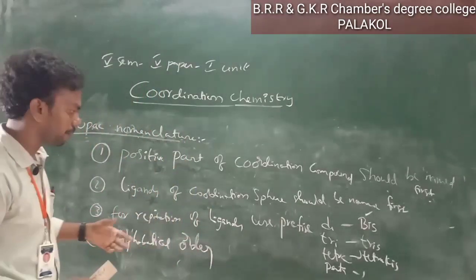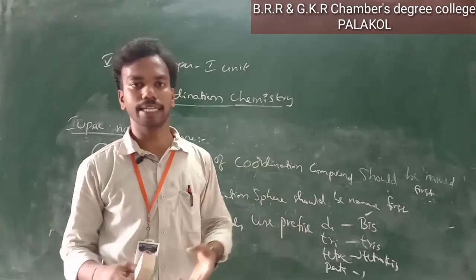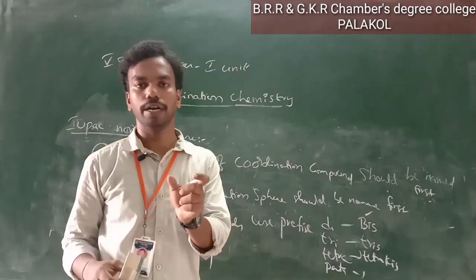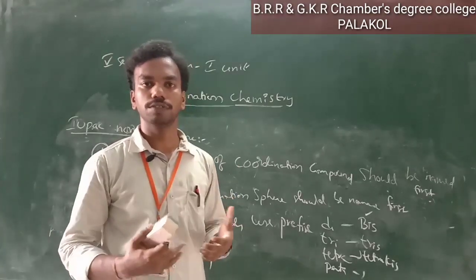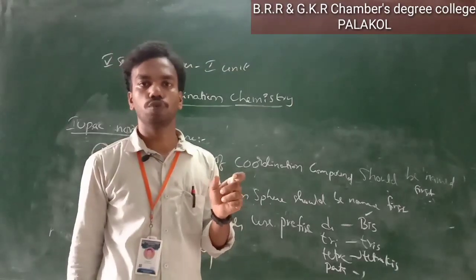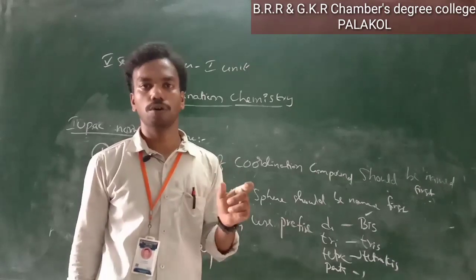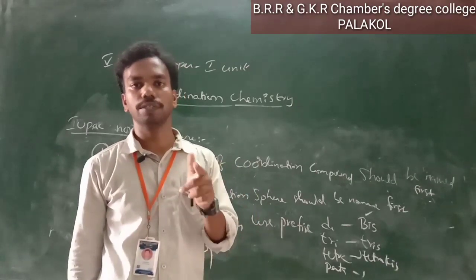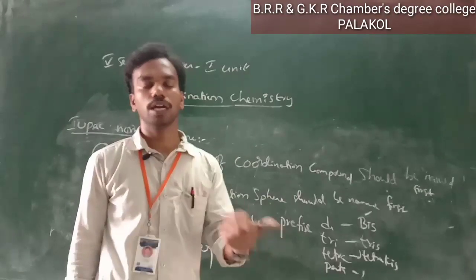For example, if you are having 3 different ligands, cobalt, H2O and Cl, which one is named first? Which one is given preference first? Chloro starts with C, H2O, aqua, starts with A. So first you should write aqua, then after that chloro.